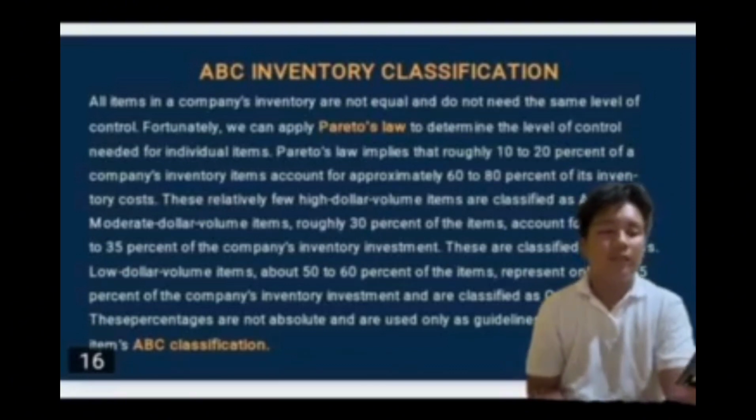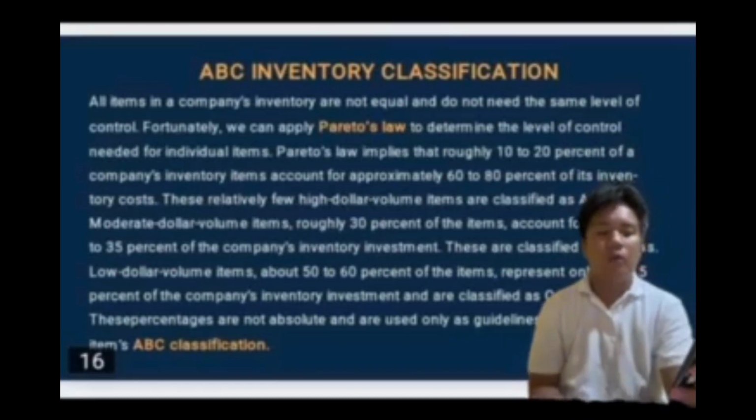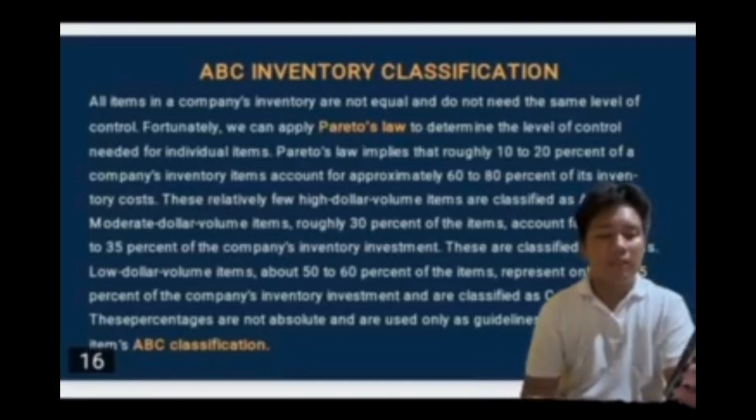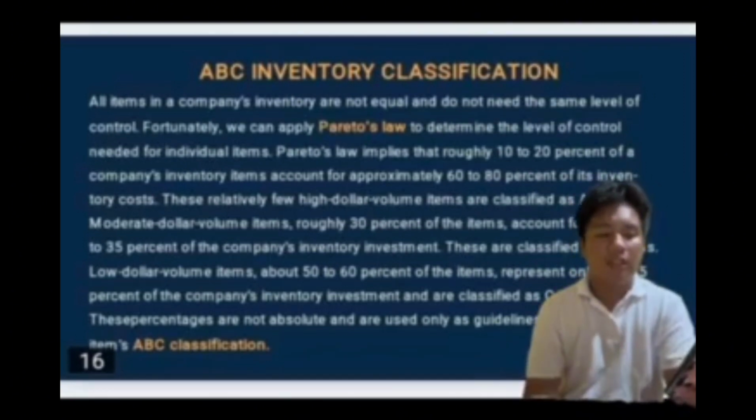ABC inventory classification. Many retailers categorize their inventory using the ABC classification method, which is based on the Pareto principle, which states that 80% of your results come from 20% of your actions. When applied to inventory, it means that 80% of revenues are generated by 20% of your products. With ABC, inventory is classified according to the value of the product unit. For most retailers, the classification structure looks like this.